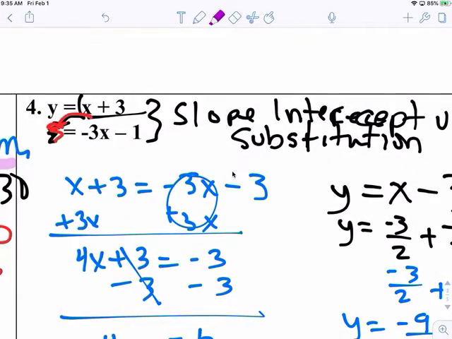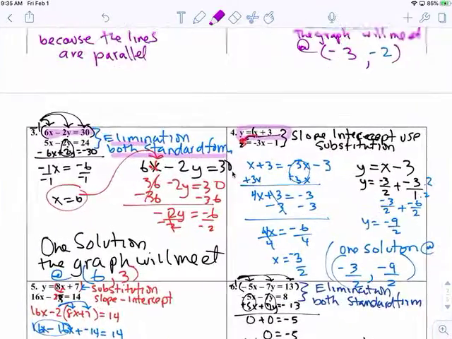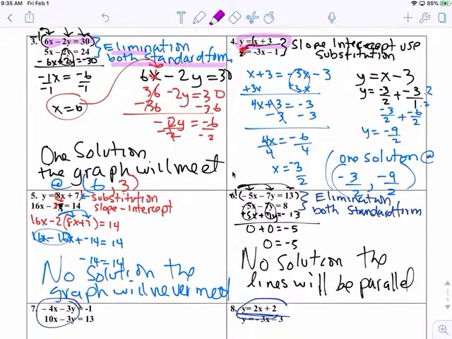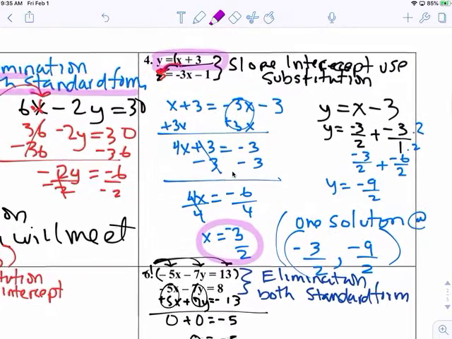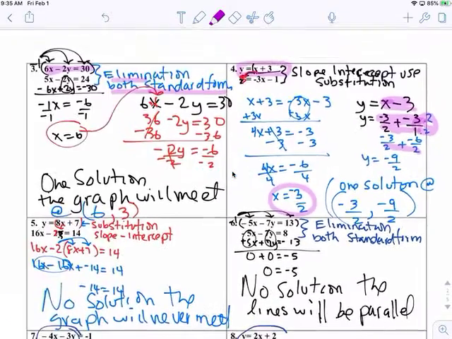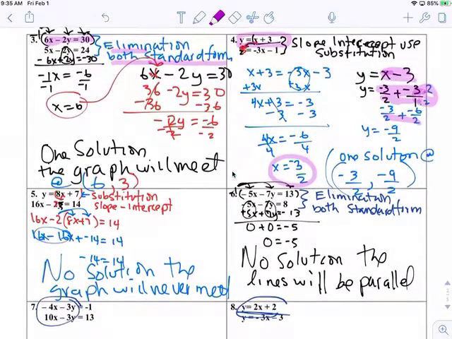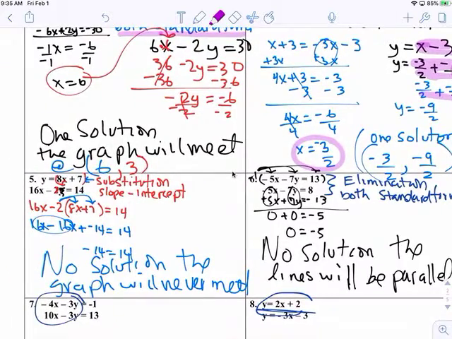Substitution, because this one is in slope-intercept form. Okay? And you get one solution. Make sure you know how to use fractions. Put it back in to x here. Your least common denominator is 2. Multiply these by 2. You get -6, -9. I expect you to know how to add and subtract fractions.